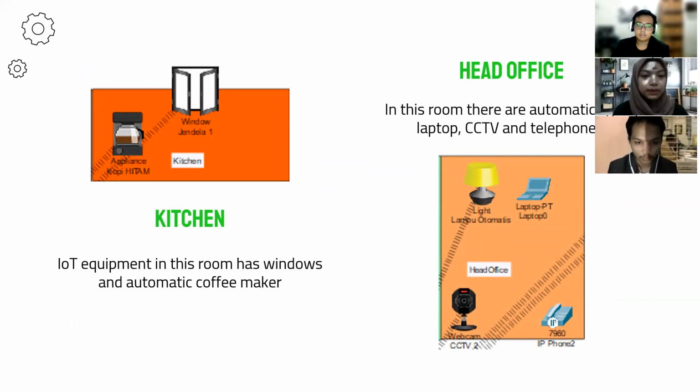Okay, we also have a simple kitchen, and the IoT equipment in this room has windows and an automatic coffee maker, or coffee machine. And next is the head office. In this room, there are automatic lights, laptops, CCTV, and telephones.